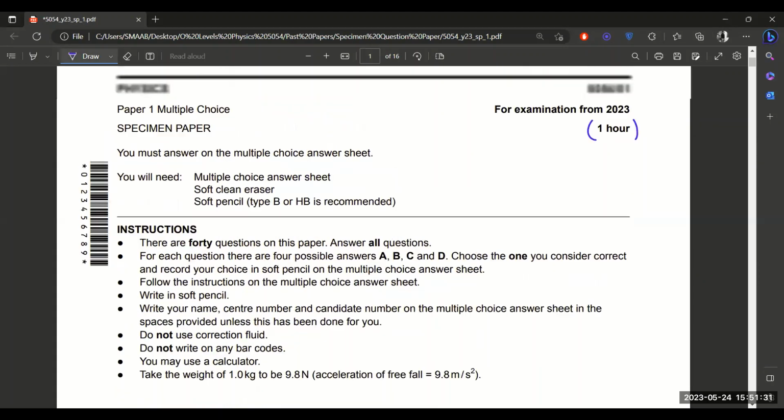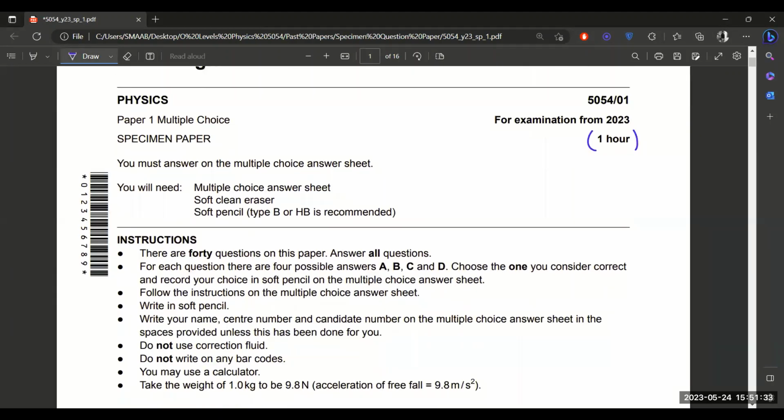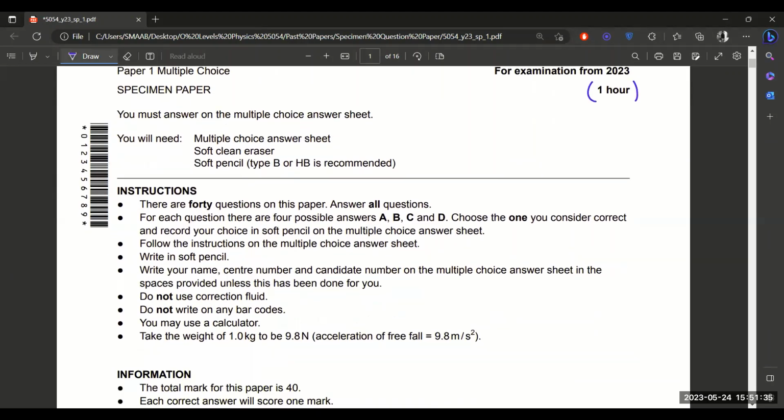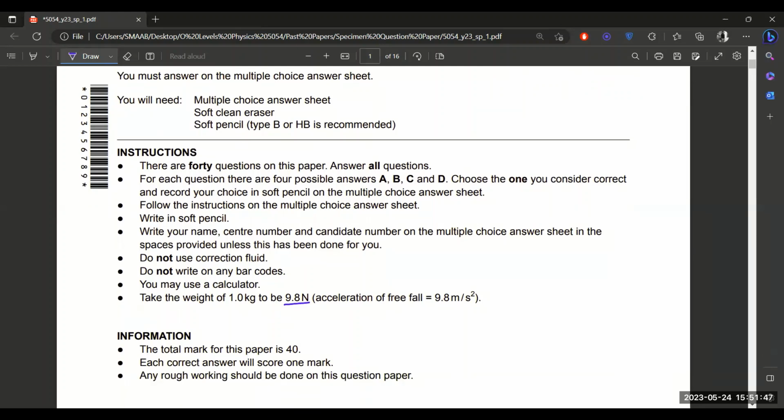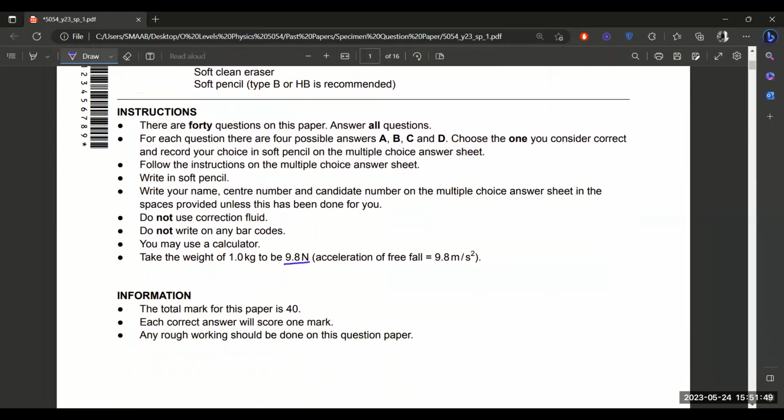First, the topic of space physics is included, and secondly the value of g now we need to take equal to 9.8 Newton, or 9.8 meter per second square, acceleration for free fall motion. Previously we were using 10 meter per second square, but now we are using 9.8 meter per second square, and the total mark for this paper is equal to 40.